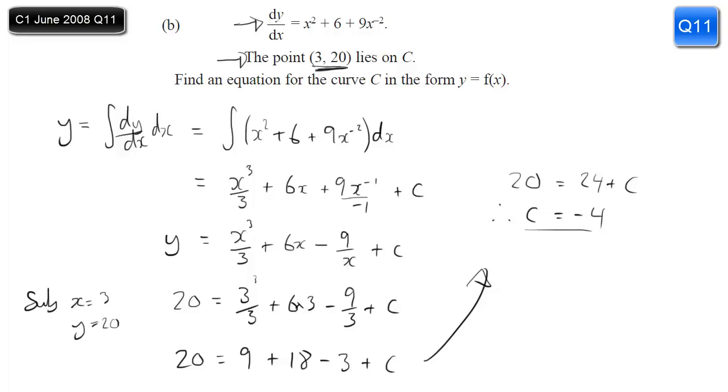So my final answer is an expression for y in terms of x. So it has to be all of this, but with the actual value for c, minus 4. So I'll stick it up here, right at the top. y equals x cubed over 3 plus 6x minus 9 over x minus 4. And we're done.